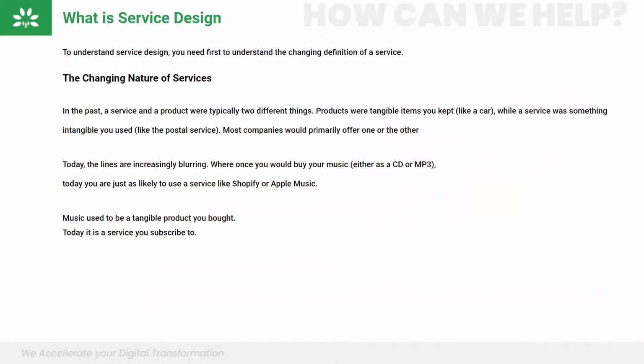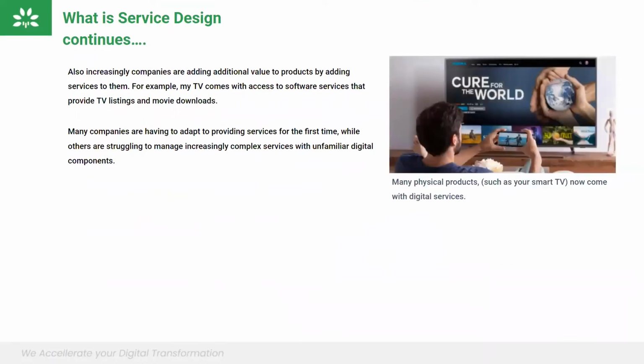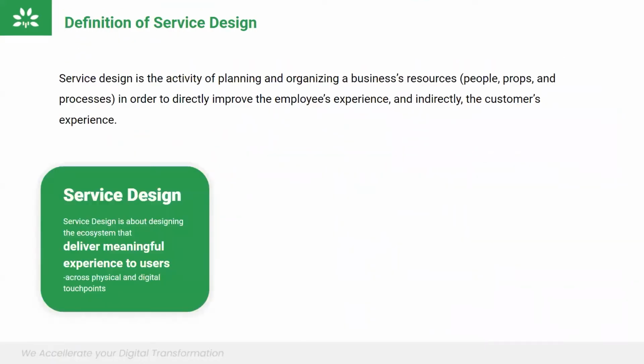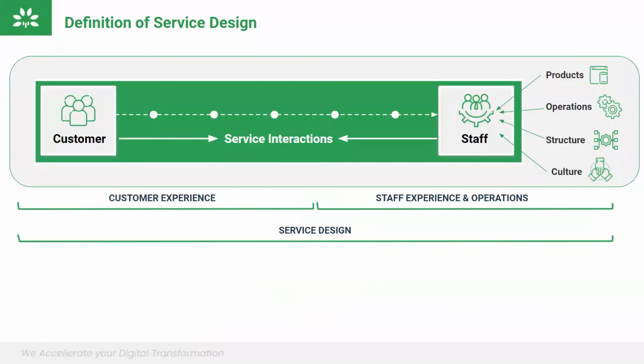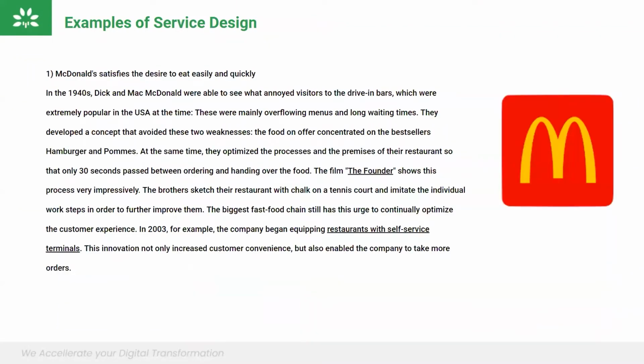Now, as I explained, the nature of service is changing. Earlier we used to sell products, now we sell service. When we talk about examples of service design, I'll just come to the examples now. Think about McDonald's, or think about Starbucks.